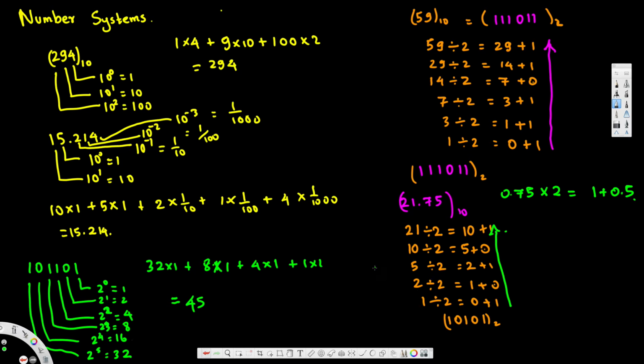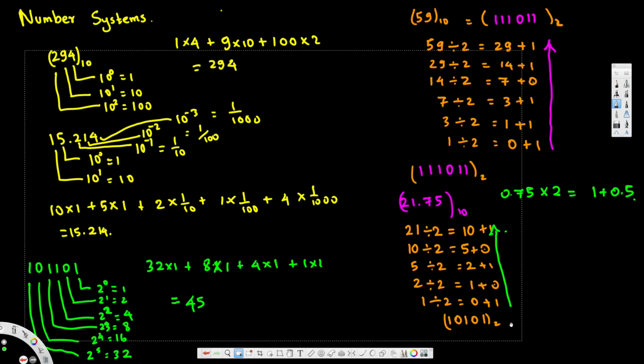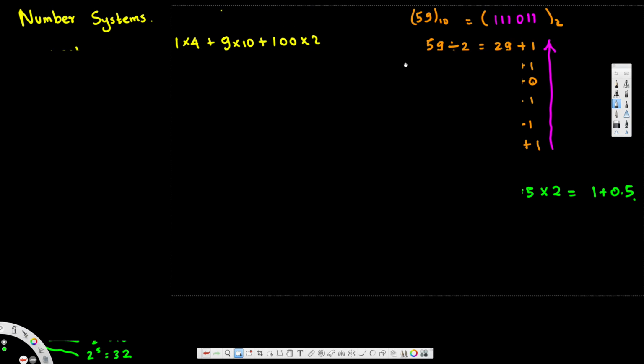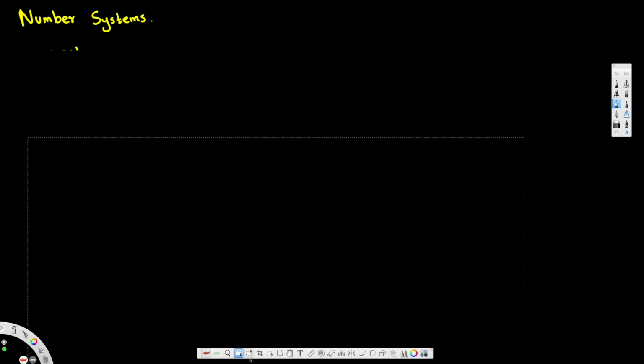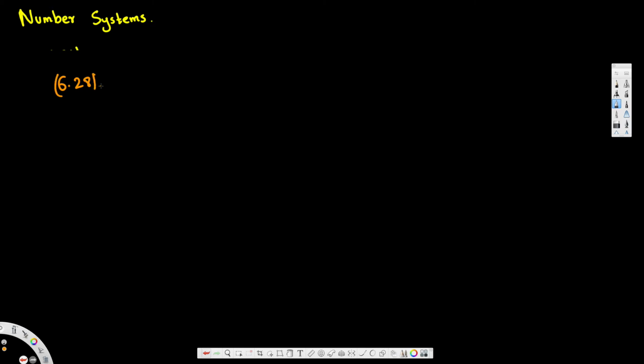Let's look at another example. Sorry, let's get rid of all these things. Okay, let's look at another example with fraction. To see it very clearly, I take this number 6.28 base 10. Now 6 is a whole number. Let's take that one alone. Divide this one by 2.